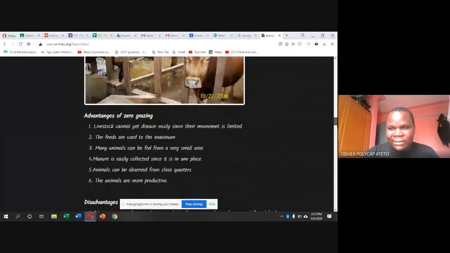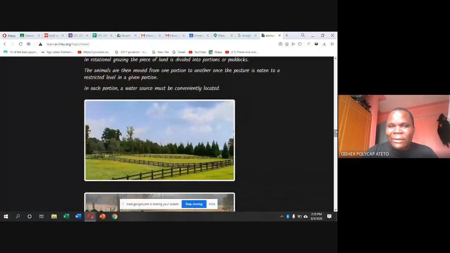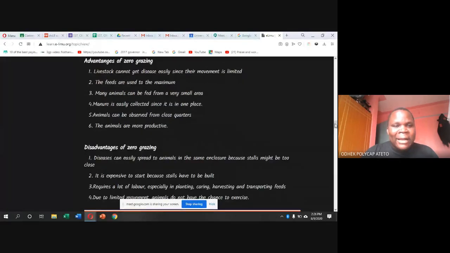What are the advantages? Livestock cannot get disease easily since their movement is limited. The feeds are used to the maximum. So those are the advantages. You can read them later. And you can see manure is easily collected. Animals can be observed from close quarters. The animals are more productive.